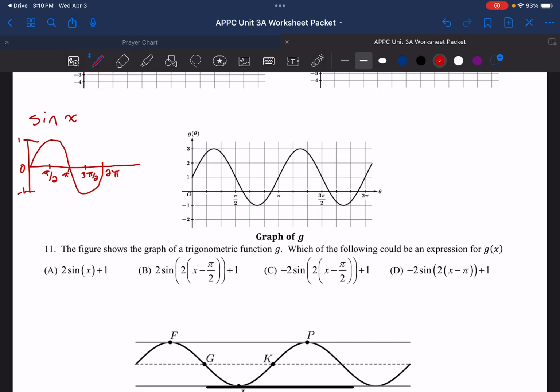Okay. So a couple things that are important to note about that graph is that the first max on sine is at pi over 2. This is for the parent function. And also, my y-intercept is at 0.